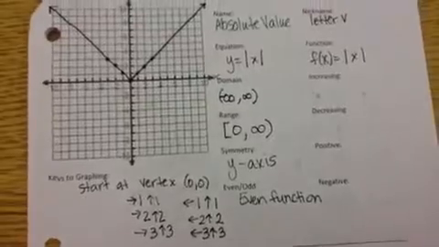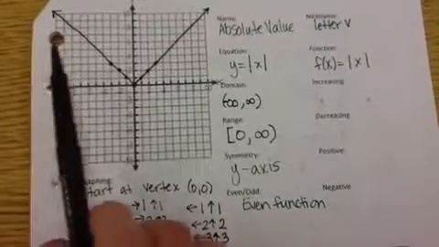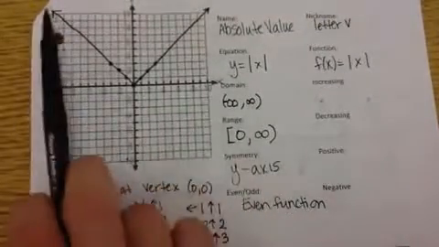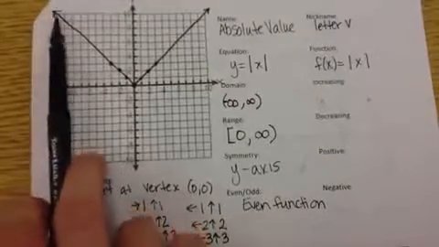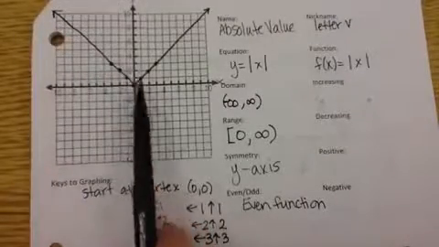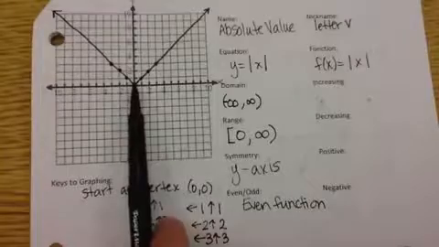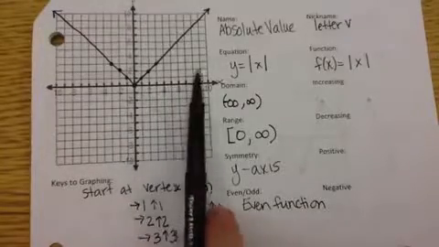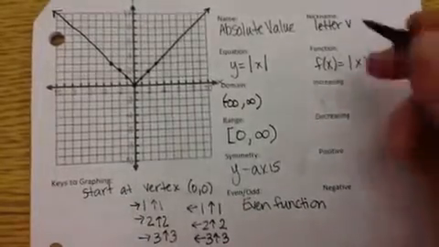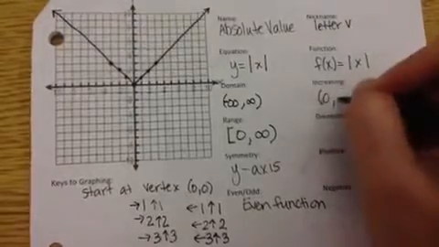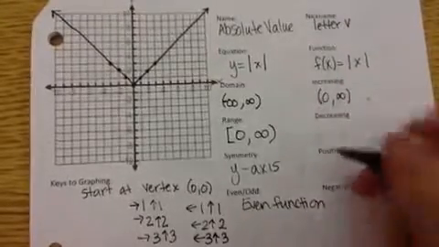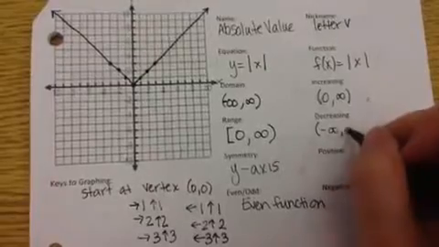Now, where is this graph increasing and decreasing? As I move from left to right, if I start at negative infinity, the graph is going downhill all the way till x is 0, and then the graph starts going uphill from 0 to infinity. So it is increasing from 0 to infinity, but it is decreasing from negative infinity to 0.